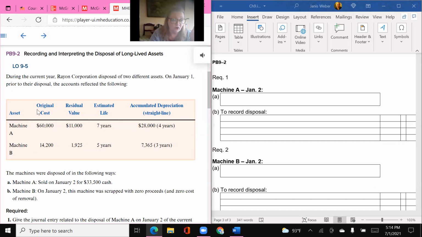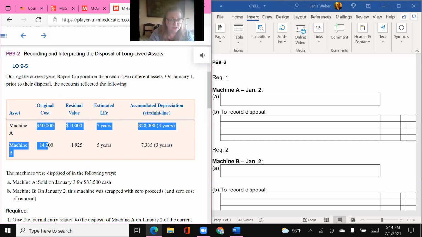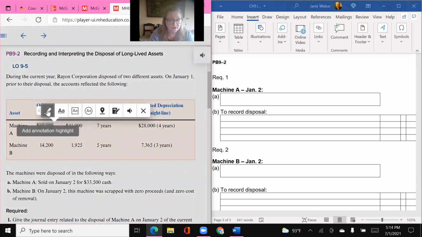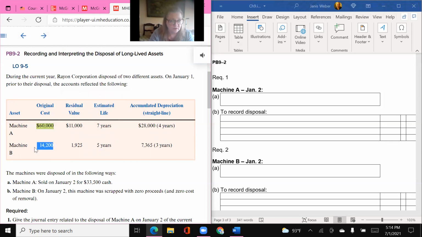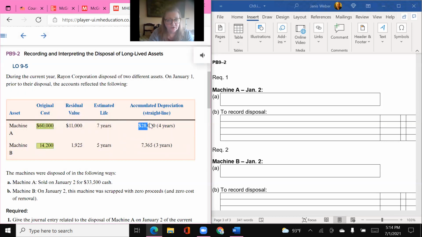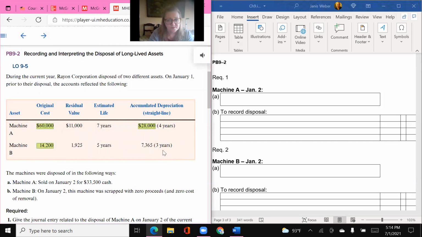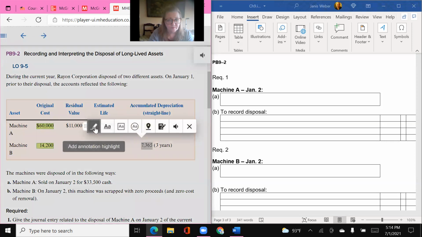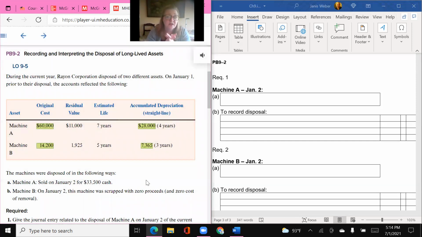The only pieces that are in the balance sheet are the cost figures. Let's go ahead and highlight the ones that are in the balance sheet. Cost for each asset, and accumulated depreciation for each asset. So I could look at their balance sheet and pull these, but unless I looked at notes to the financial statements or somewhere like that, I might not be able to find the residual value that they're using in their calculations or the estimated life.